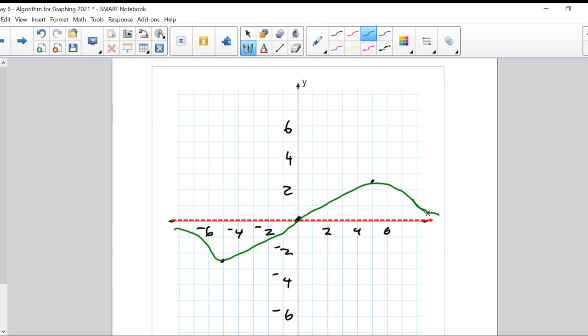But as it goes towards the x-axis, it's going to be concave up again, right down here. And as it goes towards the x-axis, it's going to be concave down again. So concave up in this section right here. And once you get a little bit beyond here, it's going to be concave down again. So concave up here, concave down over here.